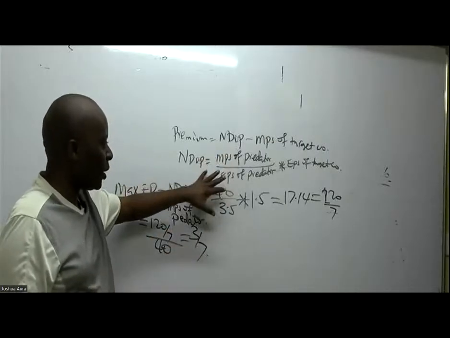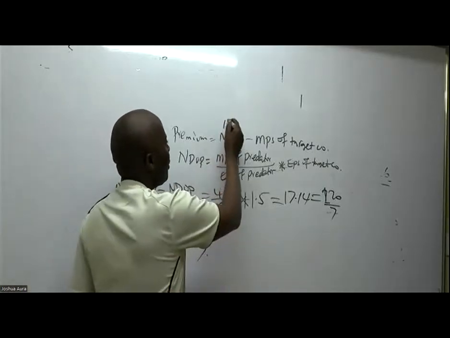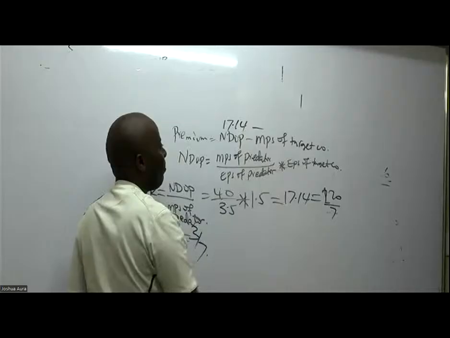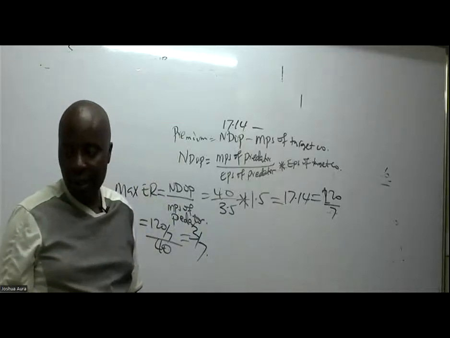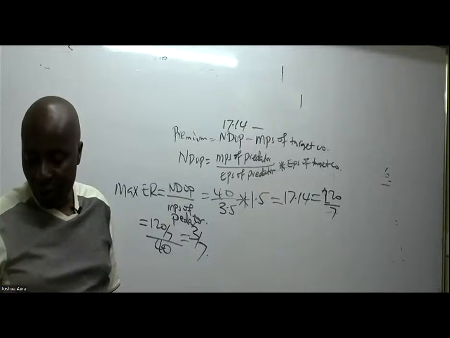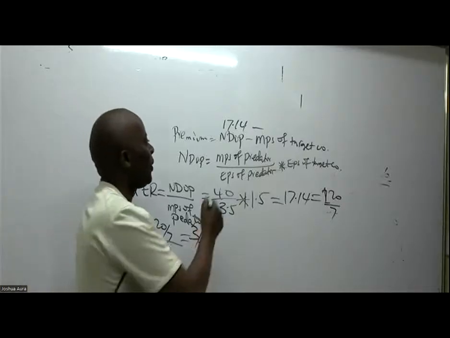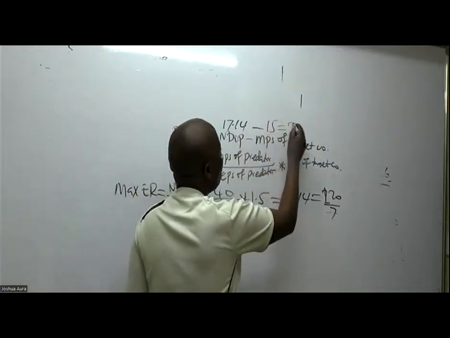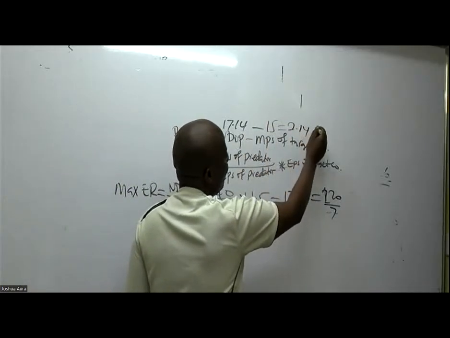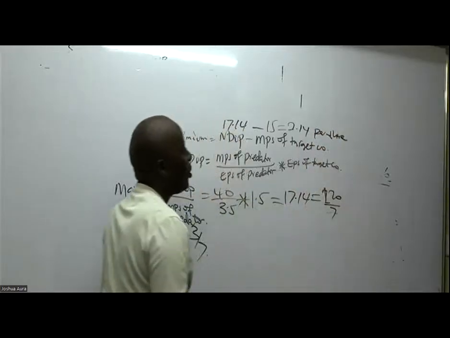This is what we wanted to do. We wanted to get premium, which is DOP, which is 17.14 minus MPS of the targeted company. MPS of the targeted company, I can see it is there, 15. So then this gives me 2.14. But remember, this is per share. How about the total?